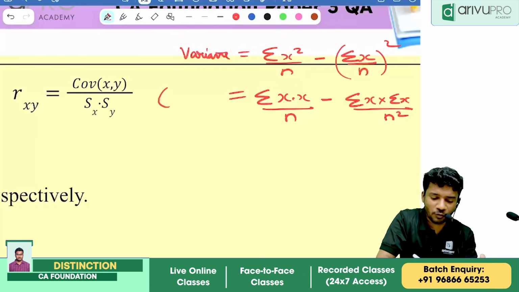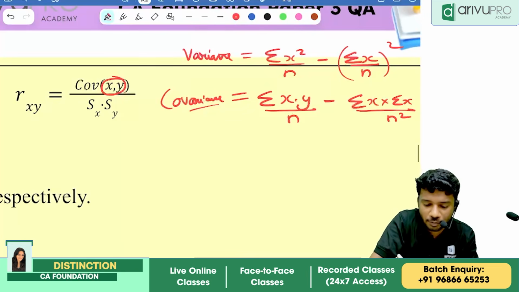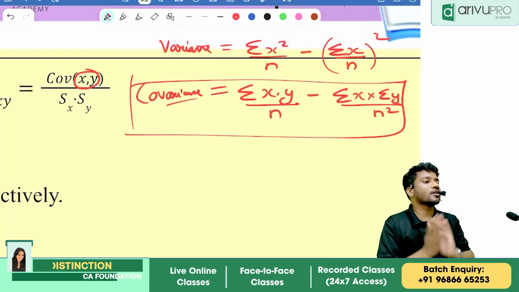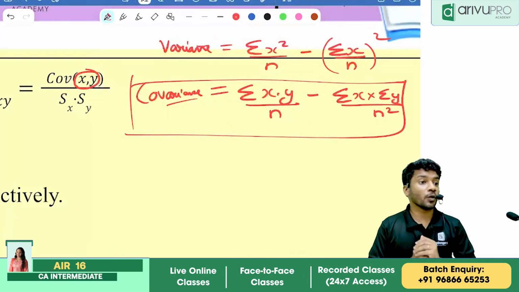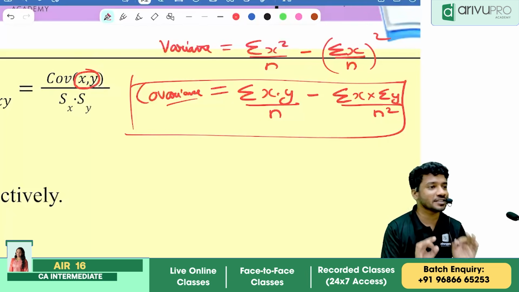Now, we want covariance. Covariance means there are two variables. Instead of one of the x, you will put y. This is the formula for covariance. Make a note of it. There was a question on covariance in the past, so don't feel like you never studied covariance. This is the formula. Very easy to study.